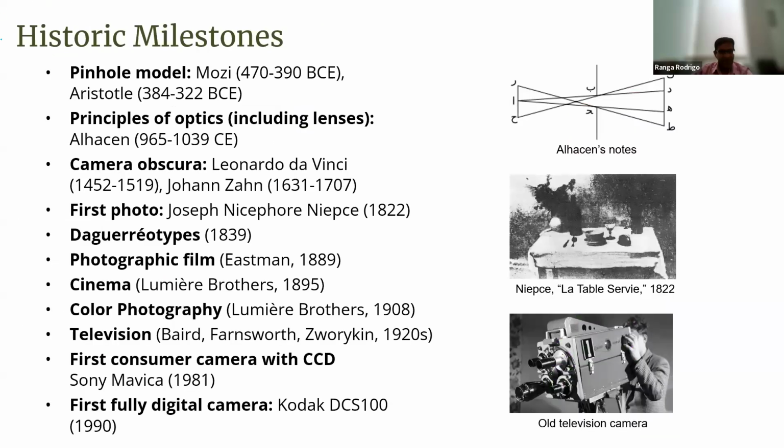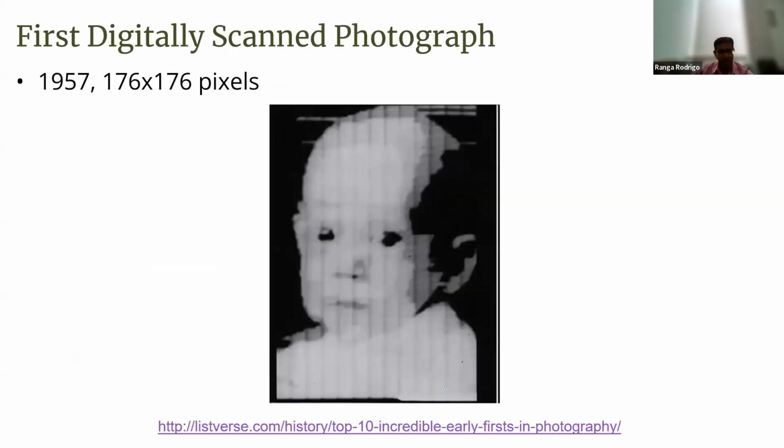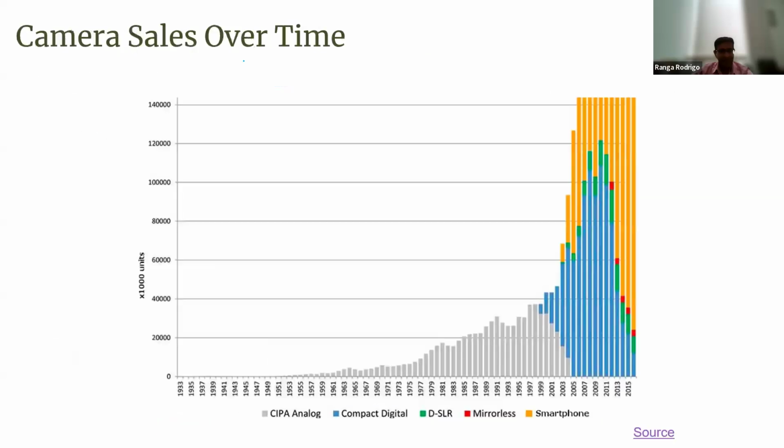So this is a history of cameras, briefly. The early pinhole model was known to Aristotle and so on, BC, and then Kodak, okay, first film cameras, photography film cameras, and then the first consumer CCD camera, Sony. Sony came up with the camera, but Sony went out of business, as you know. First fully digital camera by Sony. Yeah. This is the first digital scan photograph.